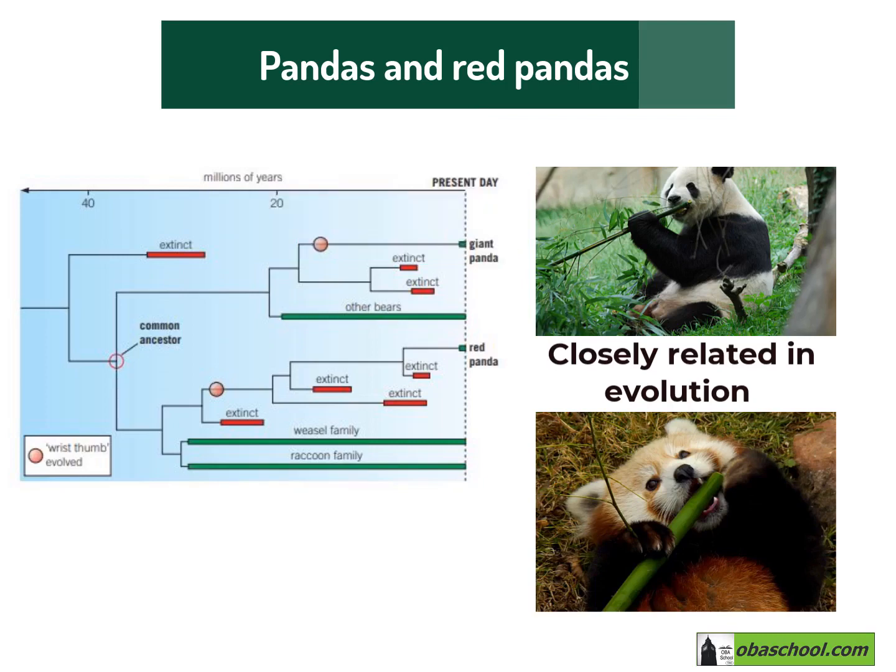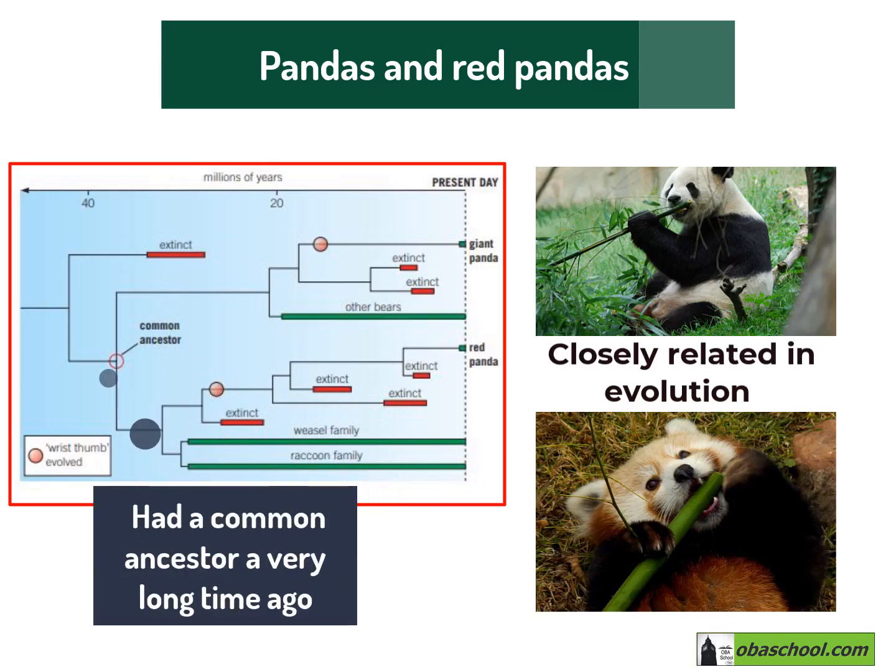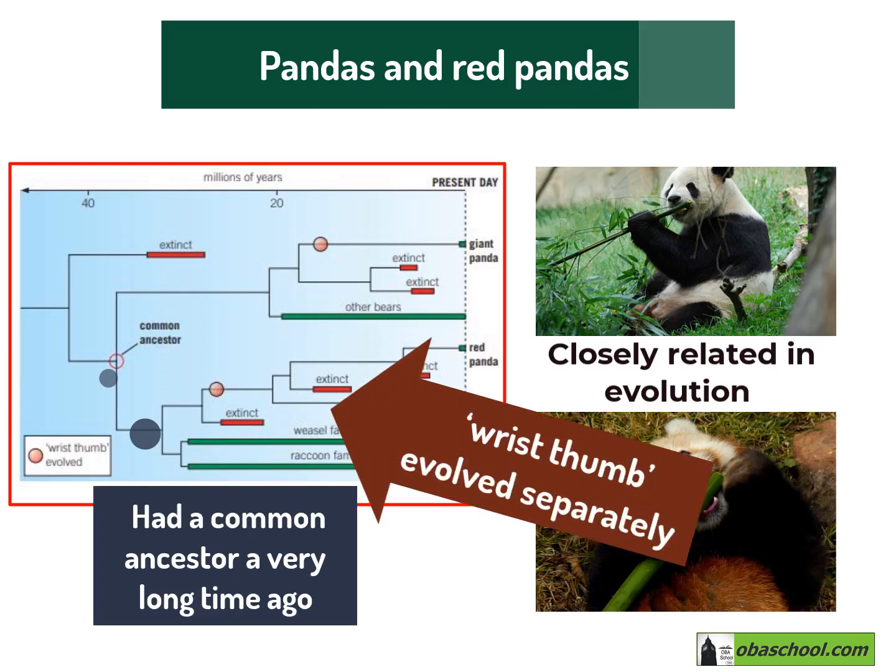Now, combining the traditional observation with modern classification data based on DNA and fossil evidence, scientists have produced a rather different evolutionary tree. It seems that the two species had a common ancestor a very long time ago. But the special wrist thumb evolved separately to solve two different ecological problems.